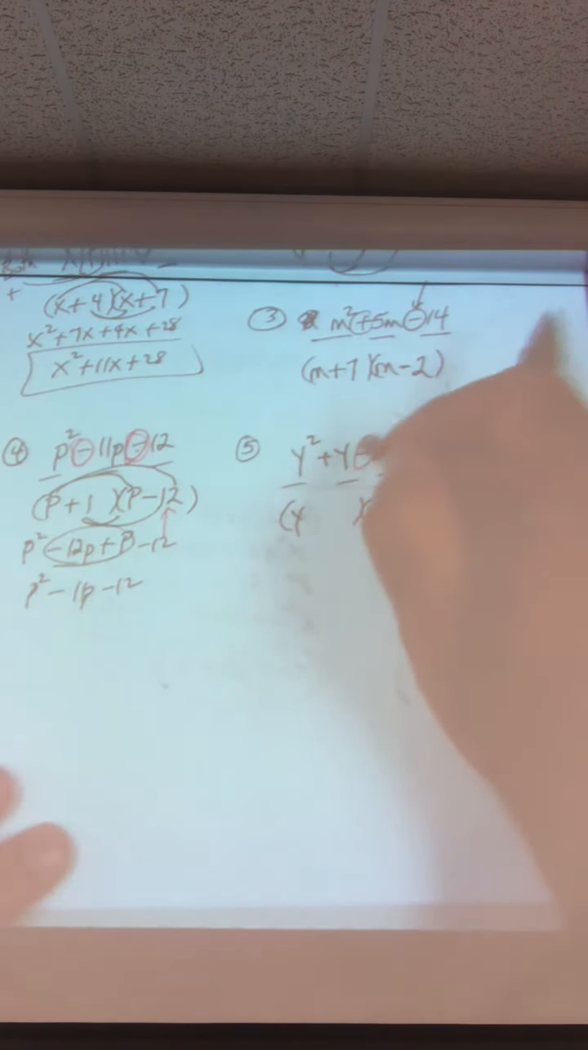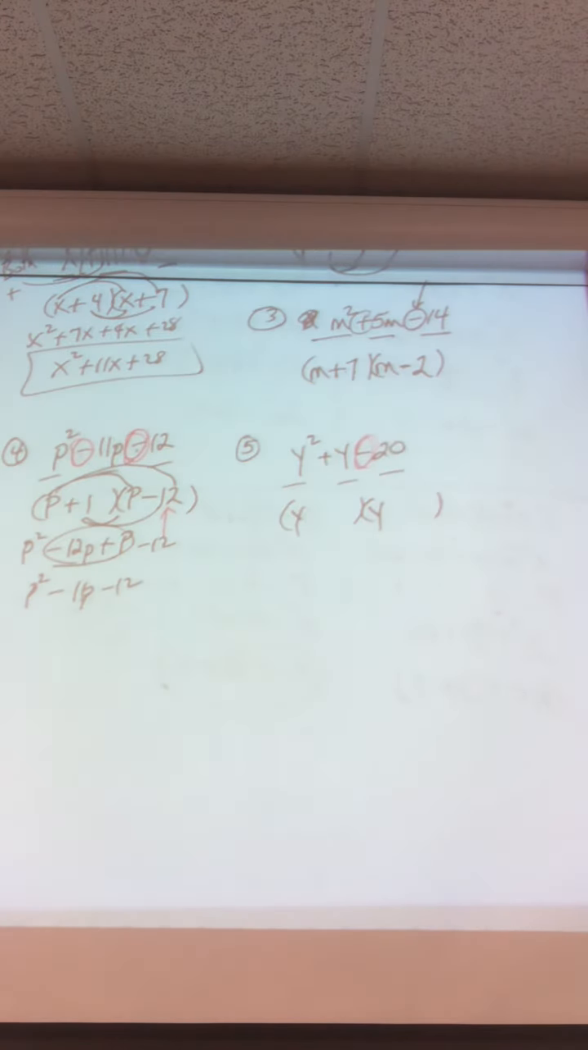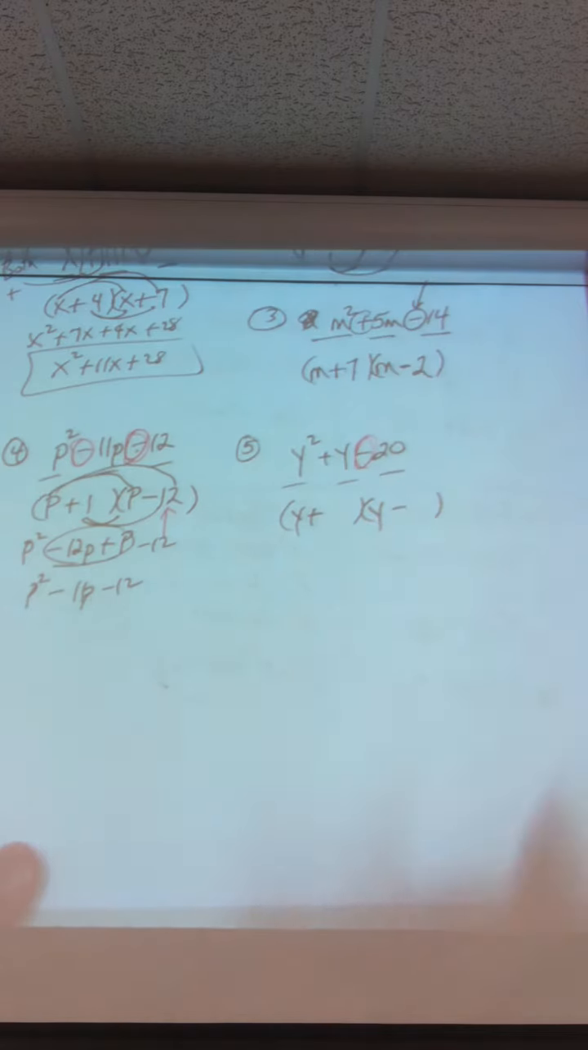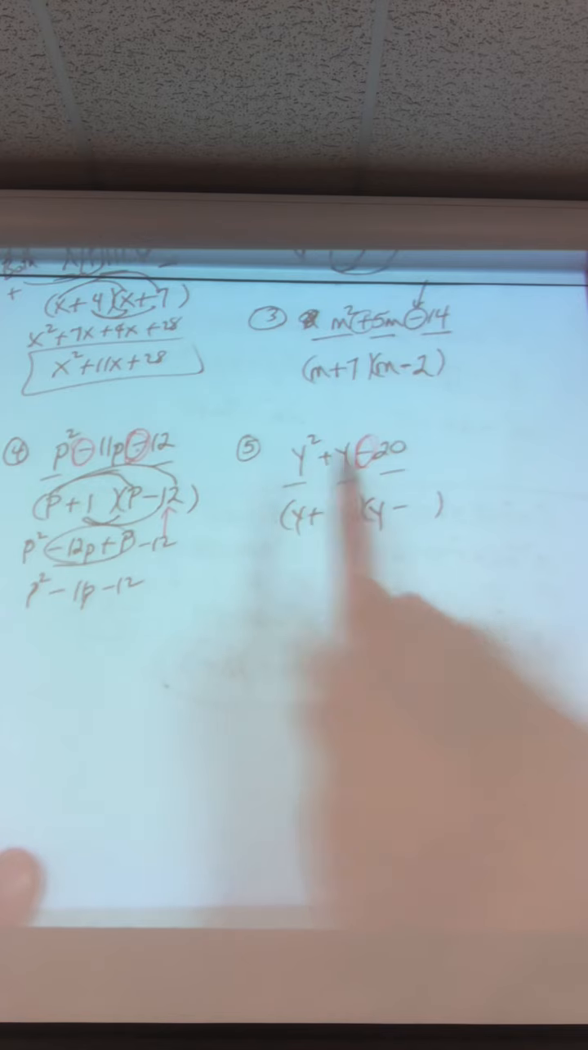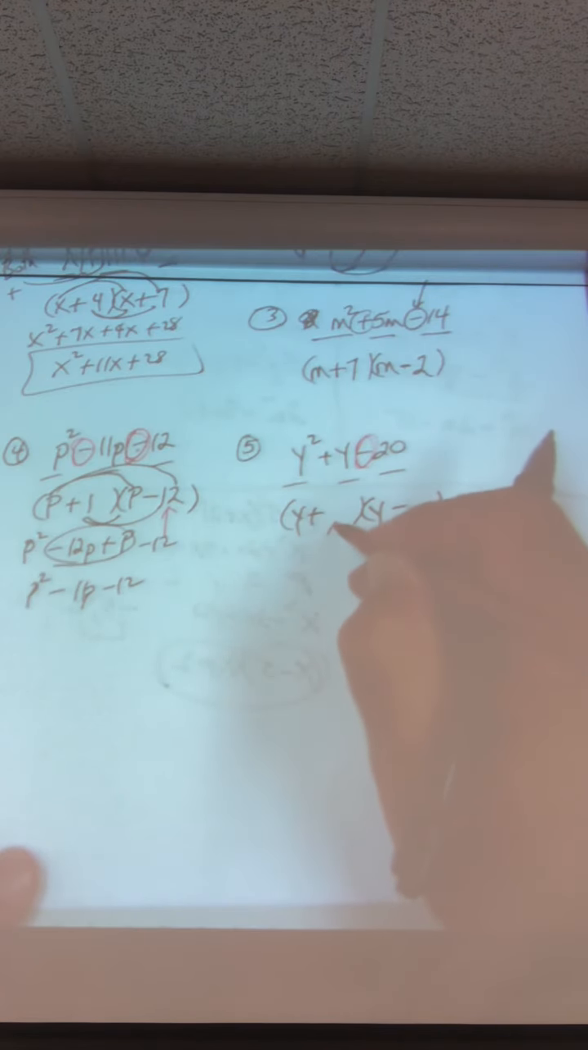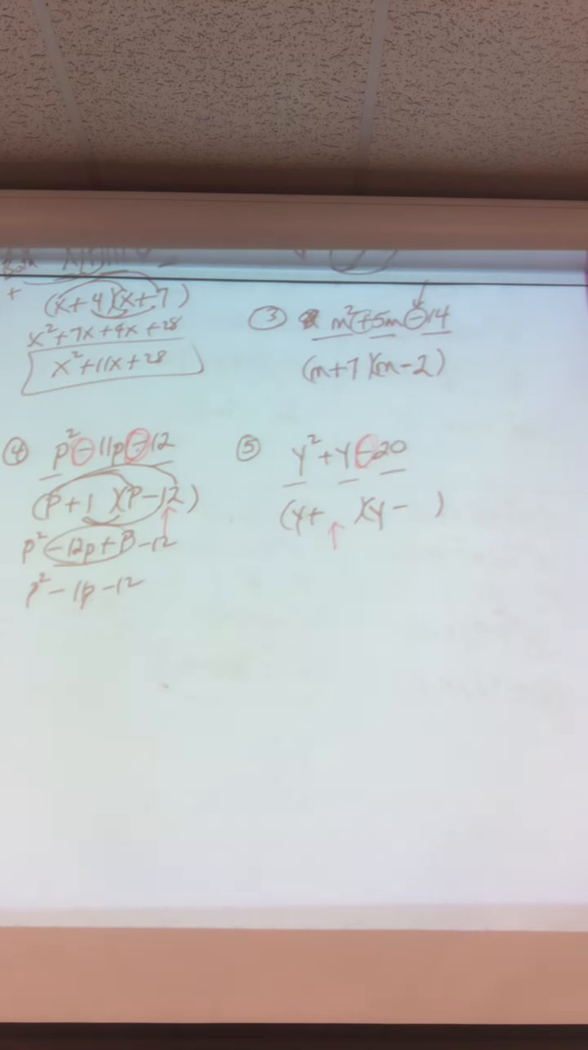Now, what does this tell me? This tells me the signs are different. So that means one's a plus, one's a minus. What does this tell me? This tells me that the largest is positive. So my biggest number is going to go right there, behind the plus.